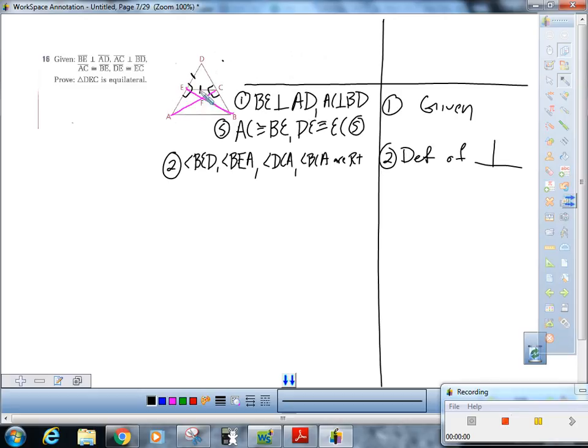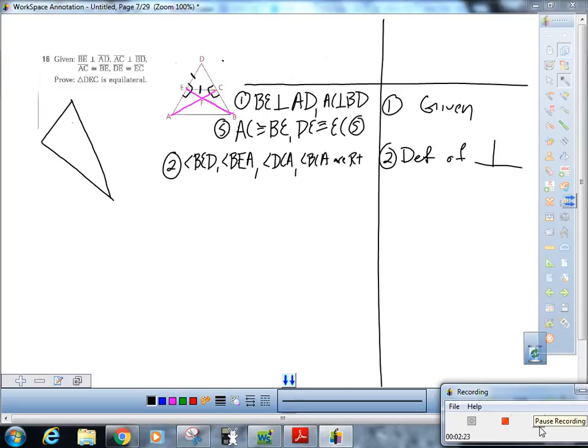brutal. That makes this significantly harder, doesn't it? I'm trying to prove that DEC is equilateral.